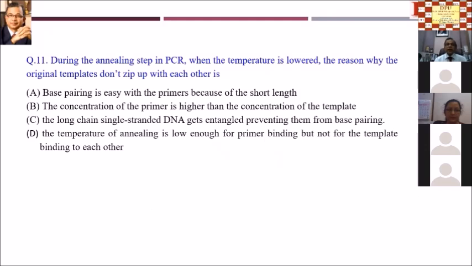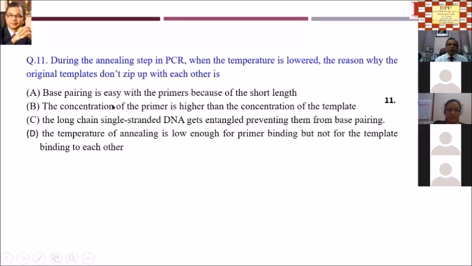During the annealing step in PCR, when the temperature is lowered, why don't the original templates zip up with each other? It is a very straightforward PCR question. After denaturation, in the annealing step where the primers bind to the template, the temperature is lowered, so why are the original templates not rejoining with each other? Instead, the primers get an opportunity to align with them through hydrogen bonds.